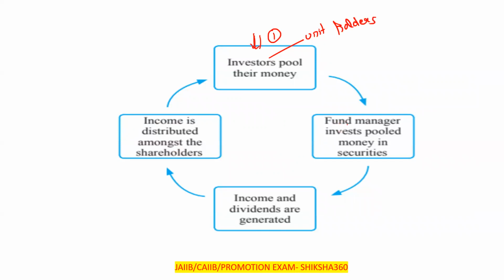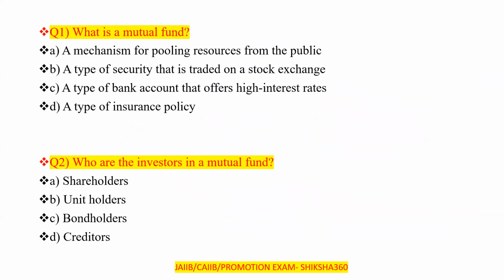So basically, the fund manager invests pooled money in securities. Whatever they have collected, they will put in the securities, so income and dividends are generated. That income is distributed among the shareholders. They will take their price in the form of fees, and the rest of the income is distributed among all the shareholders. In this way, the whole process goes on.